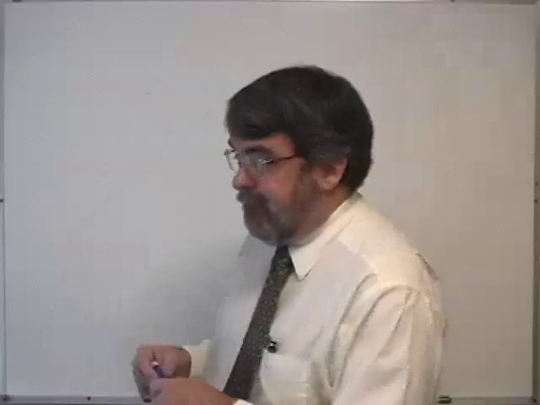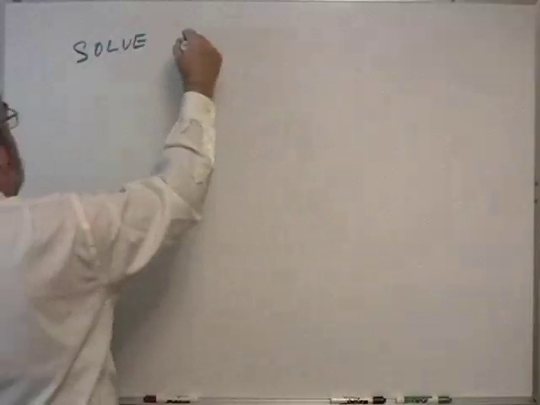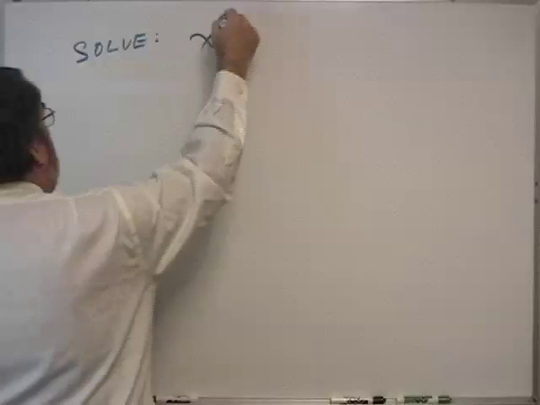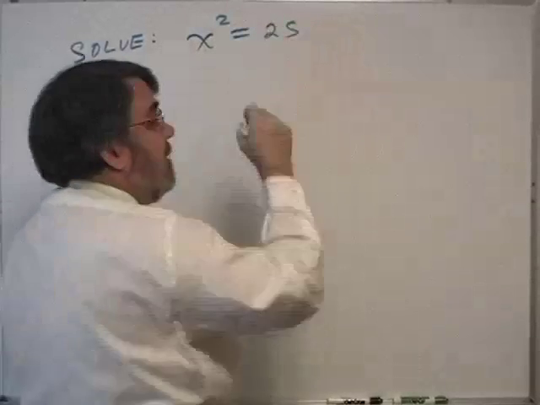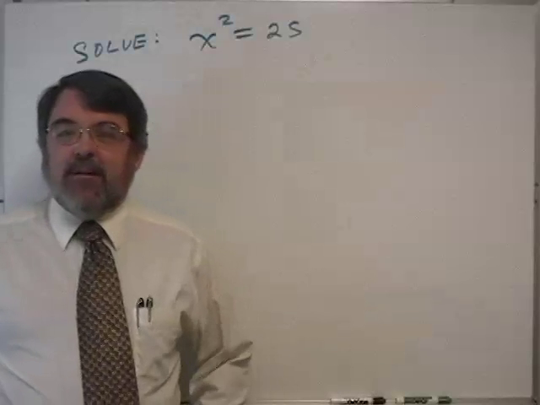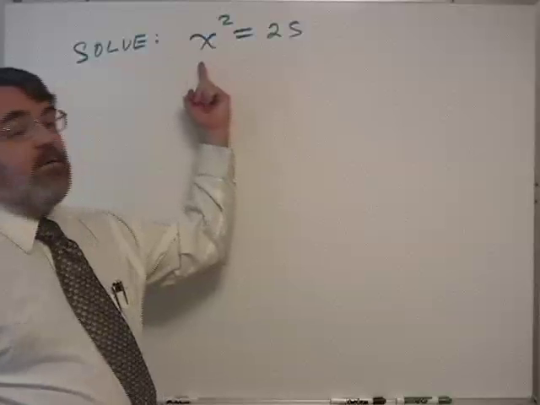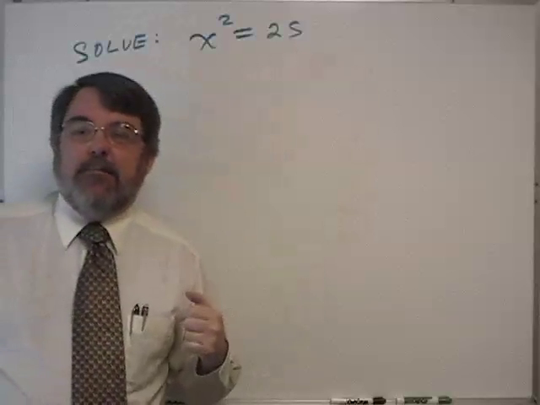I'd like to introduce an important technique as part of solving quadratic equations, and let's look at this problem. I'm going to solve x squared equals 25. Now you can just look at that problem and I'm sure you can immediately see that the answer is x equals 5 because 5 squared is 25.